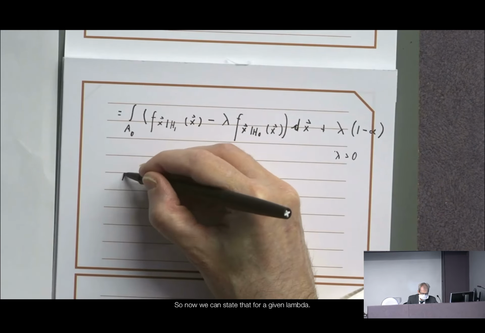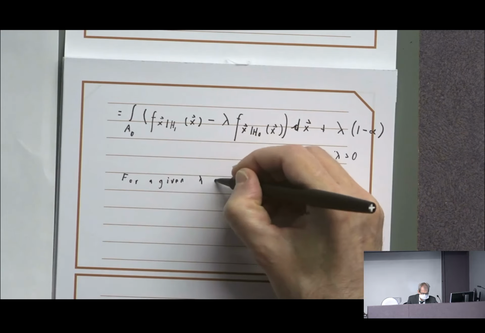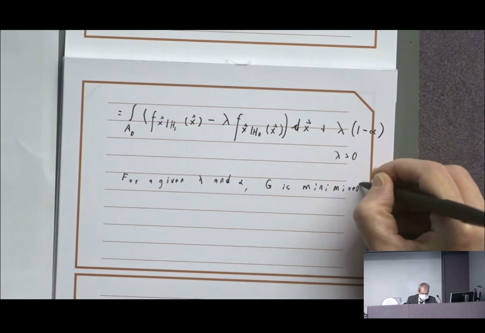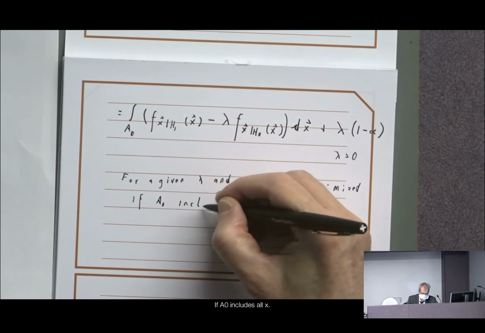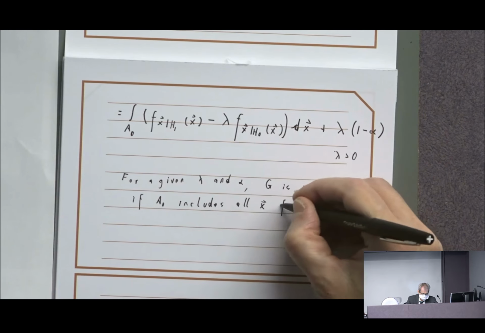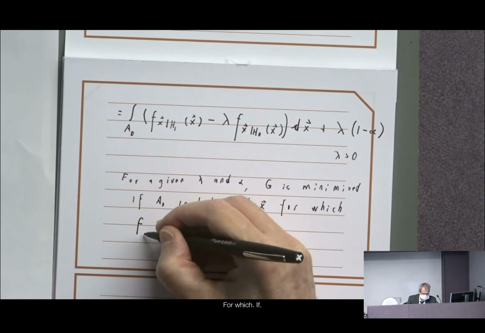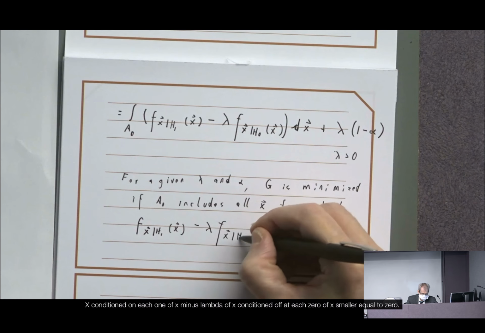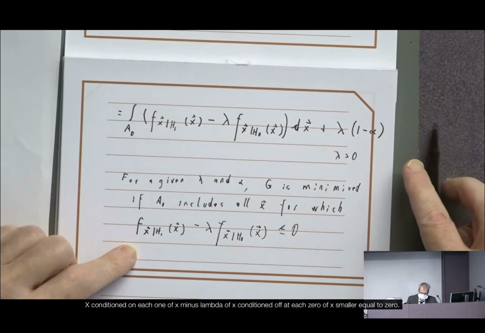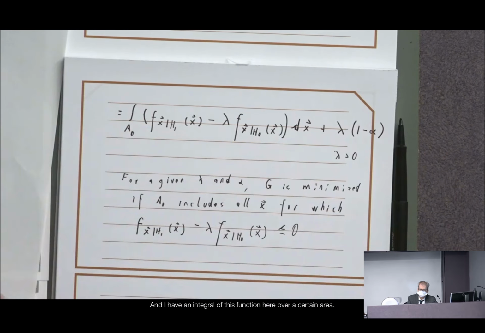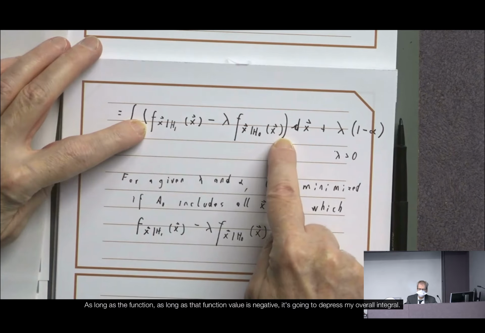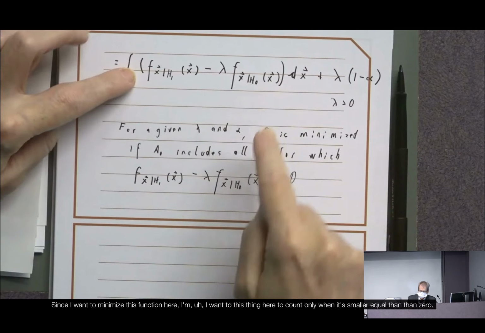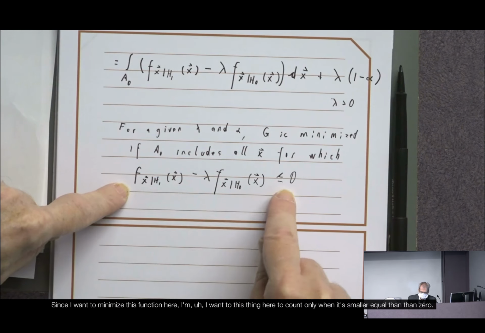So now we can state that for a given lambda and alpha, our G is minimized if A0 includes all x for which f of x conditioned on h1 of x minus lambda times f of x conditioned on h0 of x is smaller or equal than 0. And I have an integral of this function here over a certain area. As long as that function value is negative, it's going to depress my overall integral. If it gives me a positive value, then it's going to increase that integral.